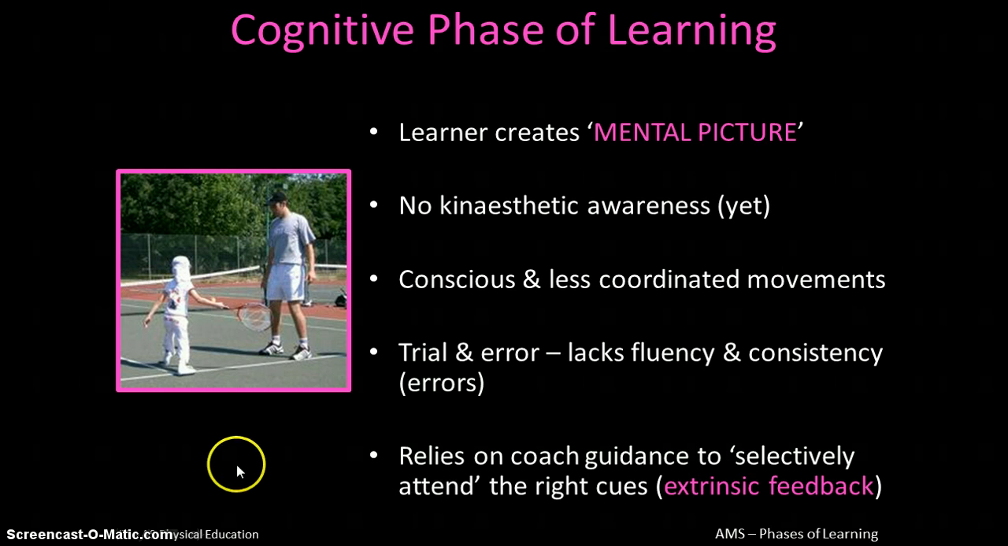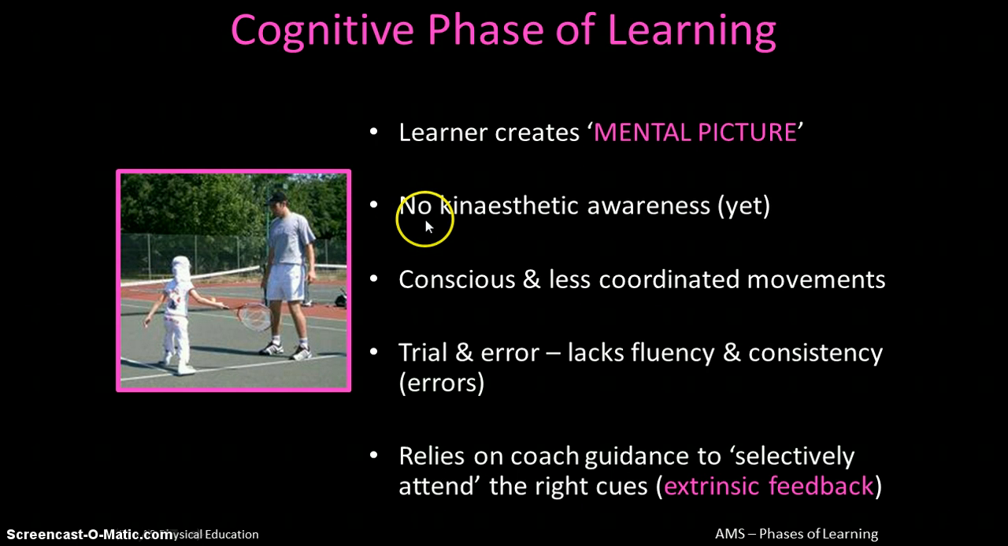So it could be that this little person here is having to think so carefully about watching the ball, about standing sideways, about what their racket's doing. So cognitive is about thinking, actively thinking through the process of doing the particular skill. And what the learner is trying to do, or what the coach is trying to help the learner do, is create a mental picture or a mental image, i.e. they need to know what the skill should look like and ideally feel like in their head.